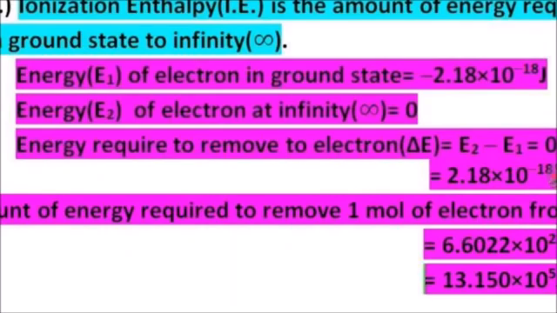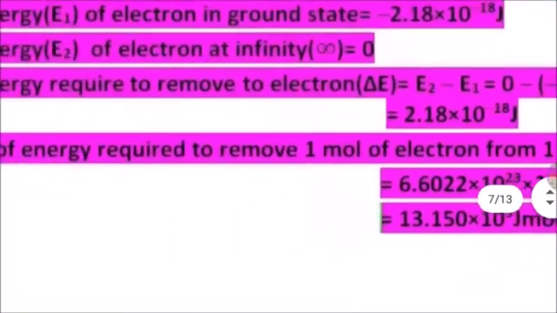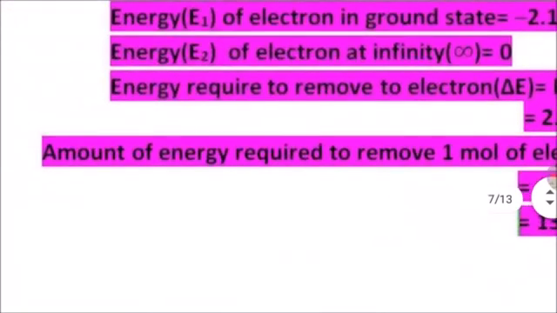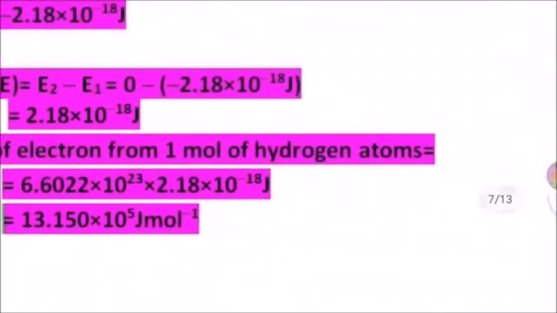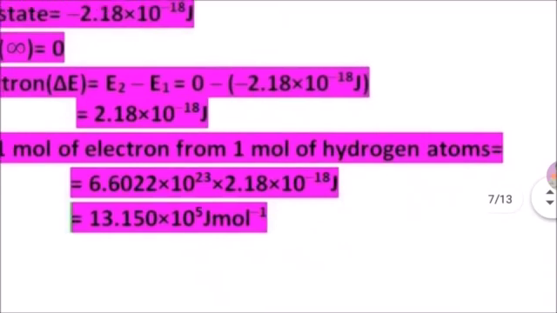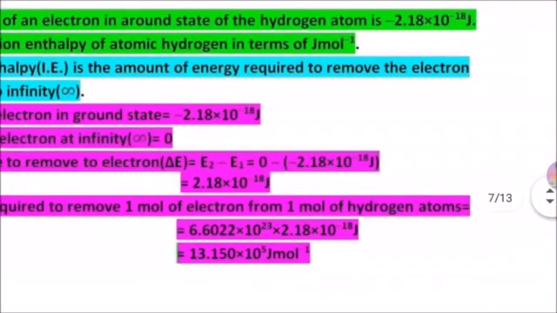So the energy required to remove the electron is equal to delta E. Delta E is equal to E2 minus E1, that is 0 minus (minus 2.18 into 10 to the power minus 18 joule). So it becomes positive, 2.18 into 10 to the power minus 18 joule. So the amount of energy required to remove 1 mole of electrons from 1 mole of hydrogen atoms: we multiply the above value of delta E by the Avogadro number, so the value comes to 13.150 into 10 to the power 5 joule per mole.